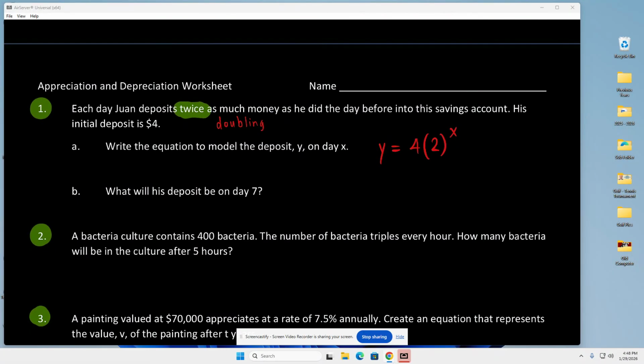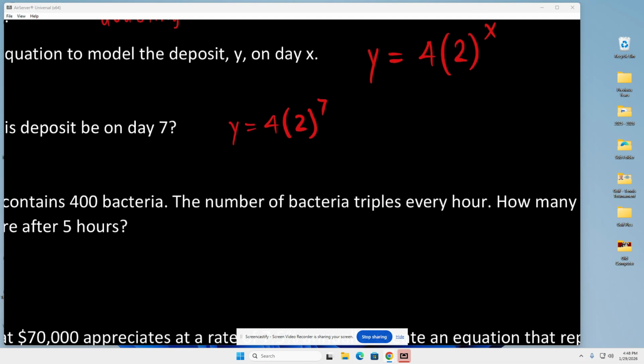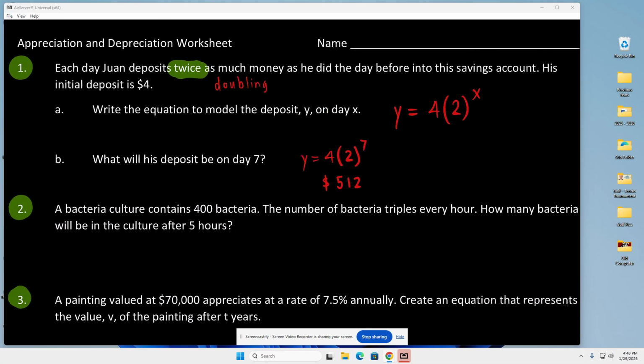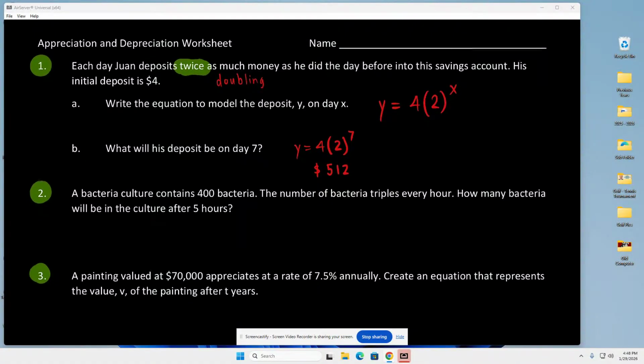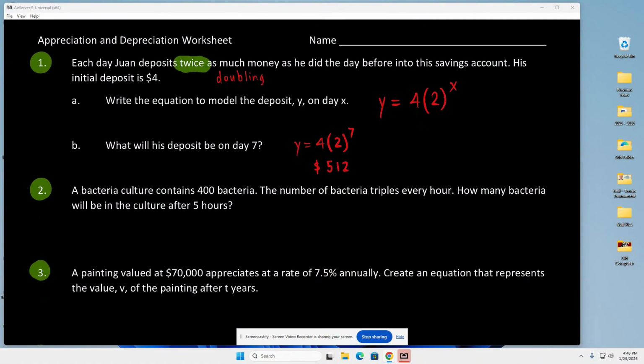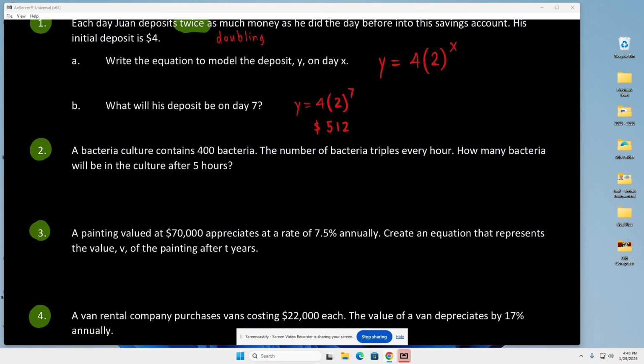Again, we talked about one just like this yesterday, so that should be pretty easy. And then, of course, the second one says, well, how much should he deposit on day 7? Well, I'm going to go to my calculator, and I'm going to type in 4, open parentheses, 2, close parentheses, raised to the 7th power, and here you see the answer is 512. If you got 512, you got that one right. Again, y'all had quite a bit of time yesterday to work on this, so I'd say you probably already had that one done.